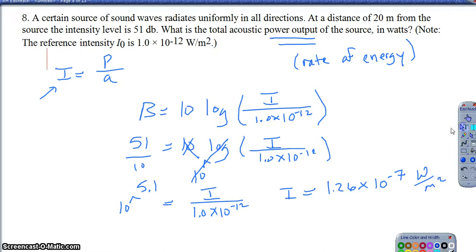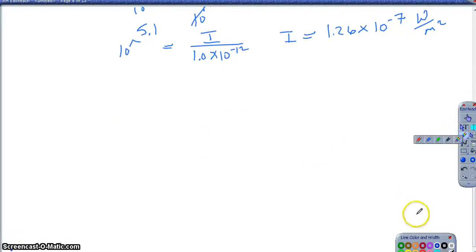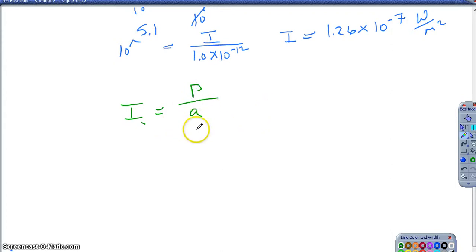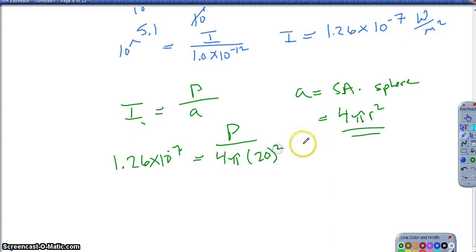Again, this would be the intensity at that location where the loudness is 51 decibels. Since they asked me for the power, now I'm going to use intensity equals power over area. And the key concept is it does tell us that it radiates out uniformly in all directions. So in other words, it's the surface area of a sphere. They're telling me it radiates outward in all directions, so it's the surface area of a sphere, which is 4 pi r squared. So that is the area that I'm working with here. So my intensity of 1.26 times 10 to the negative 7th watts per meter squared equals the power output over 4 pi times the radius squared, and they give me the distance away as 20 meters, so 20 squared. So at this point it's just a matter of solving for the power.